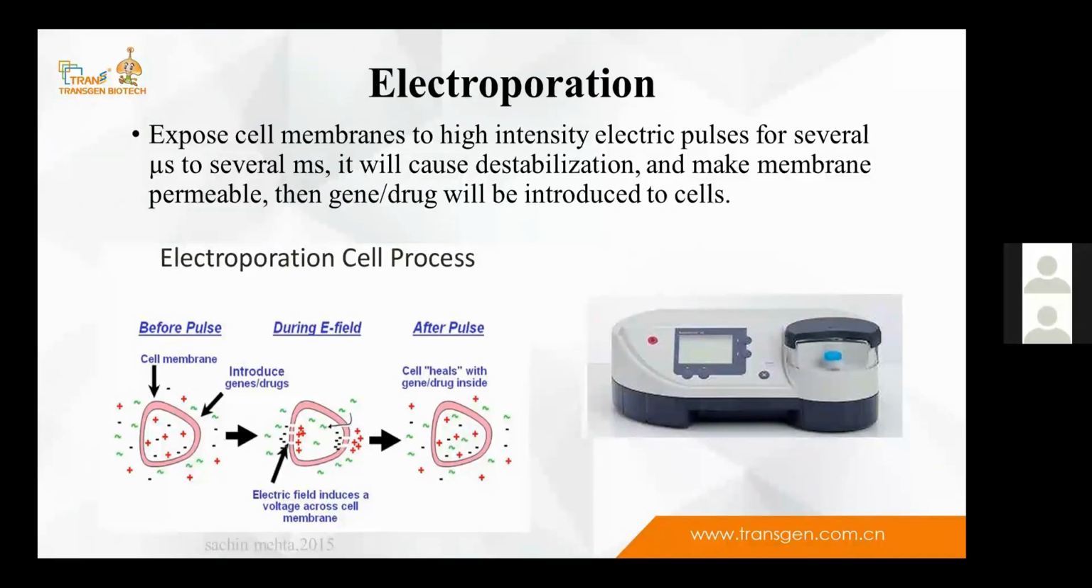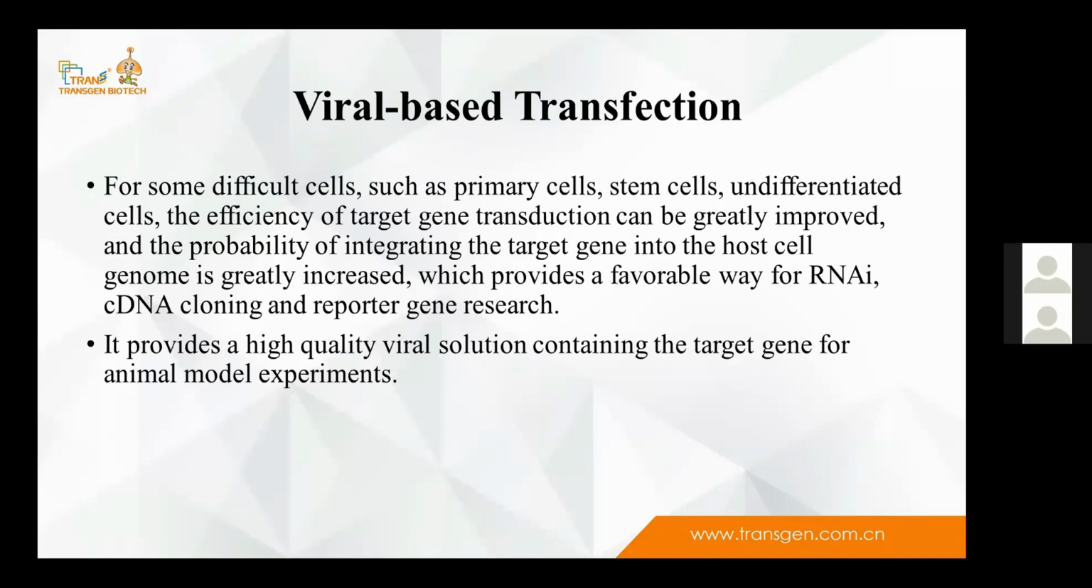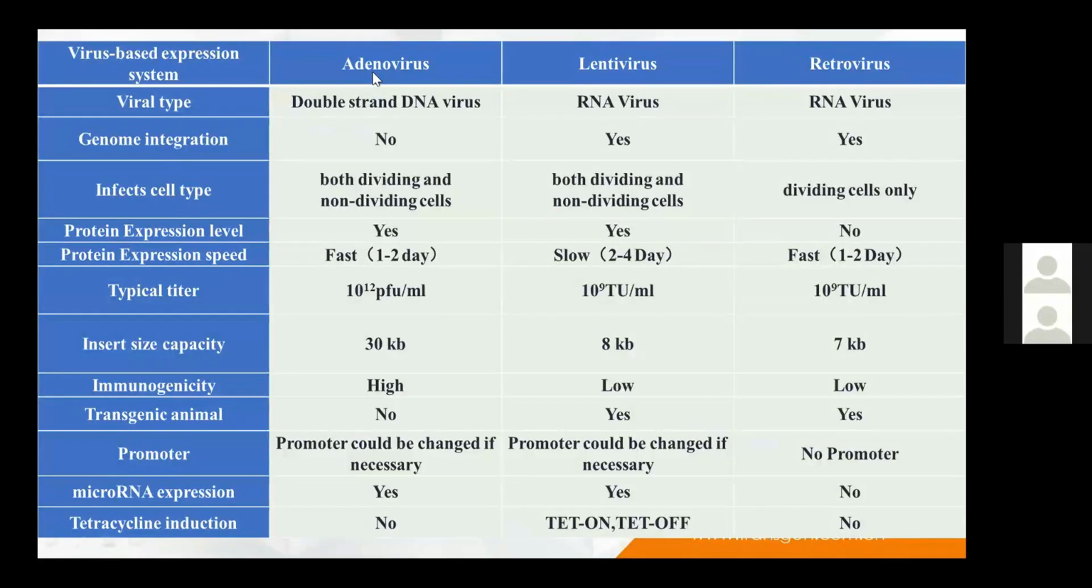And the last one is the viral-based transfection. For some very typical cells, such as primary cells, stem cells, undifferentiated cells, the efficiency of target gene transduction can be generally improved. We can choose the viral-based transfection in the whole systems. In this way, we have three different viruses that can do the job. The first one is the adenovirus, and then the lentivirus, and the last one is the retrovirus.